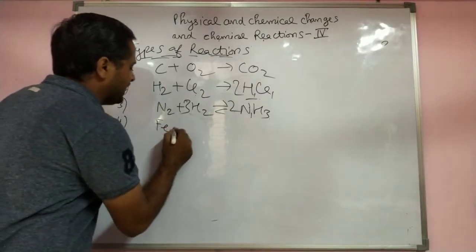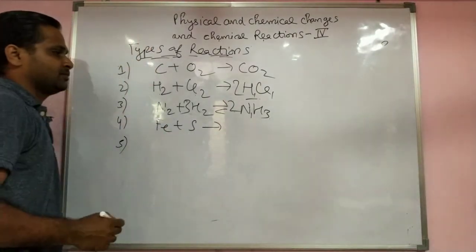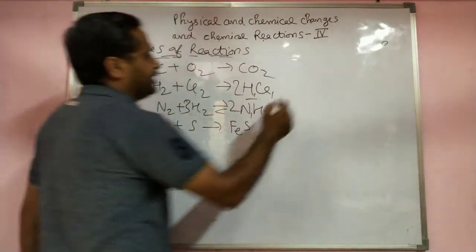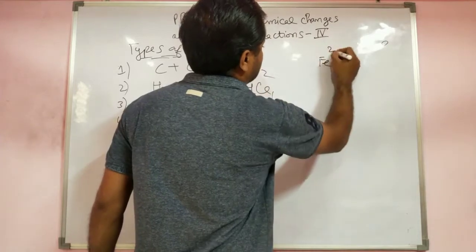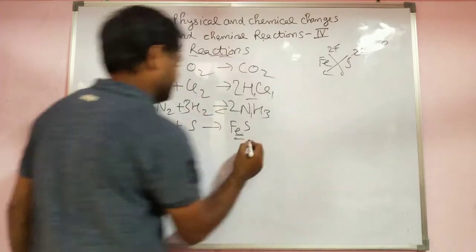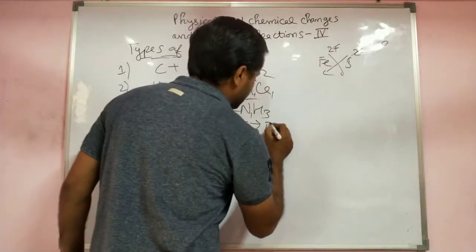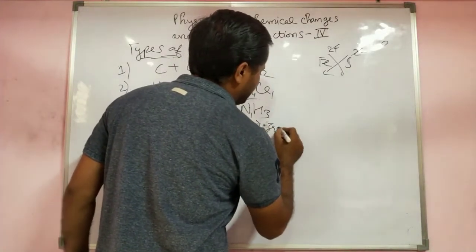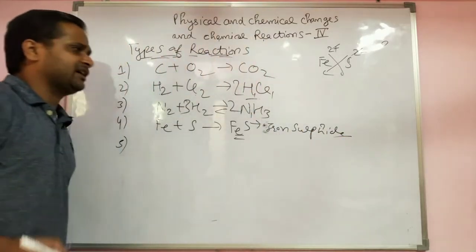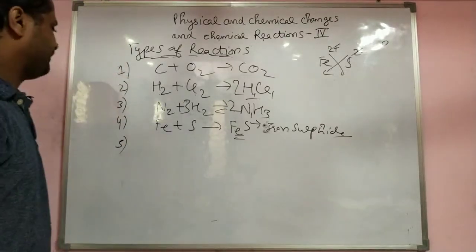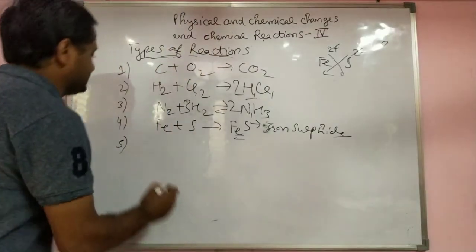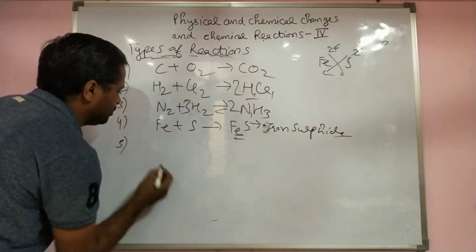Any other example? Iron plus sulfur gives us iron sulfide, already told. Ferrous and sulfide gives FeS. Iron sulfide, that is ferrous sulfide. A very easy reaction. Yes, next. Any other reaction? That is a combination reaction, already told to you.